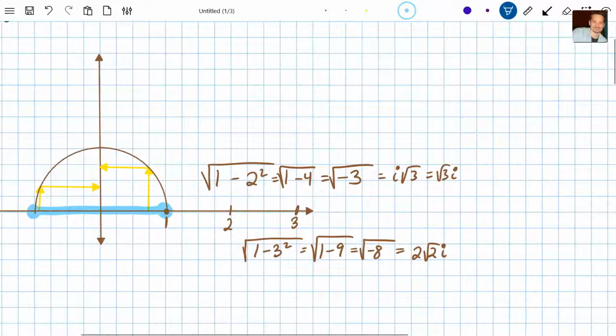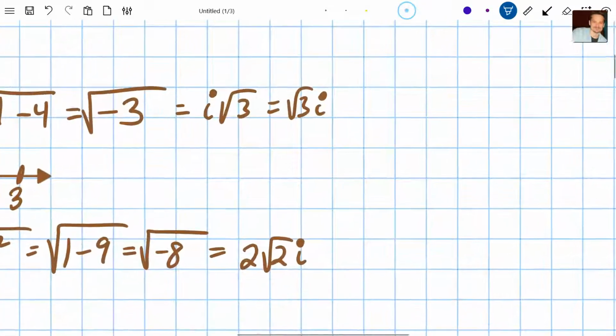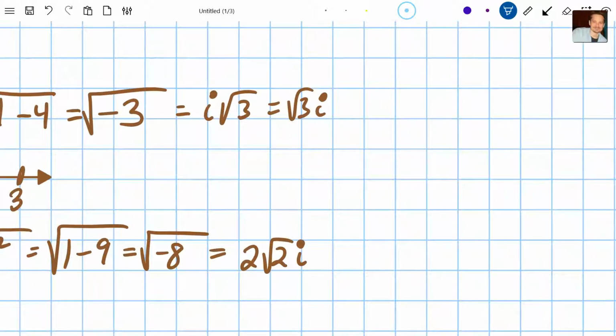Let's see what happens. You can tell by looking at these outputs that this is root 3 i, this is 2 root 2 i, and if you continue this process, let's exaggerate it one more time with one more value so we can build up our intuition a bit more.